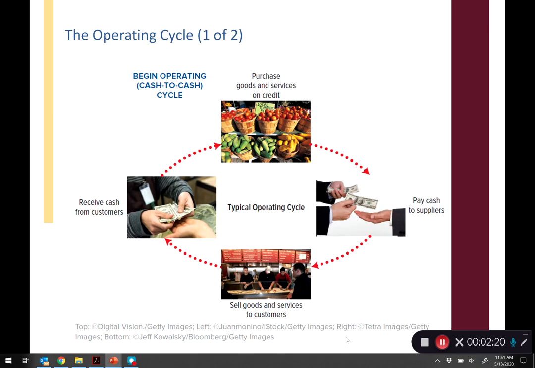The operating cycle for a business involves purchasing goods or services, a lot of times on credit, which means we'll pay for them later. And then once we purchase them, eventually we have to pay for them. Then we sell the goods or services to our customers. A lot of times that's done on credit as well, meaning the customers will pay us later. Then we finally receive the cash from our customers and start the cycle over again.